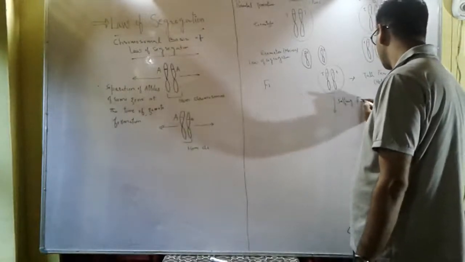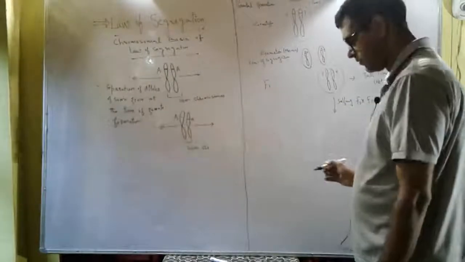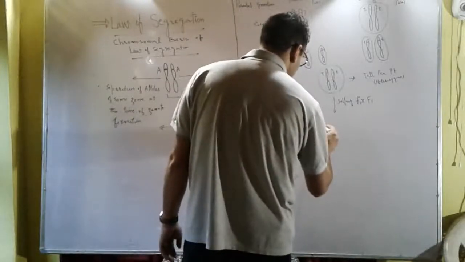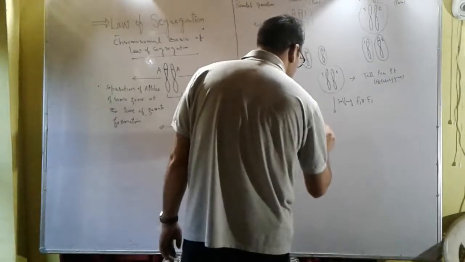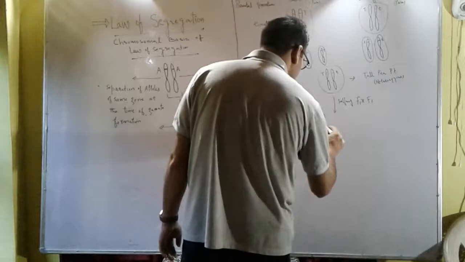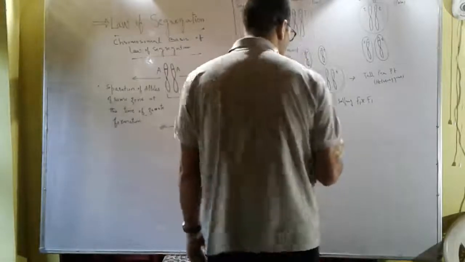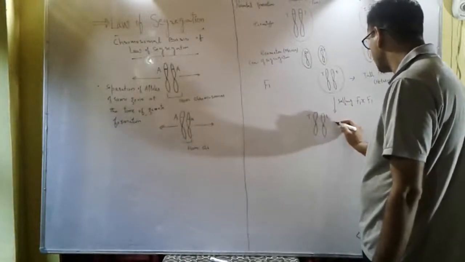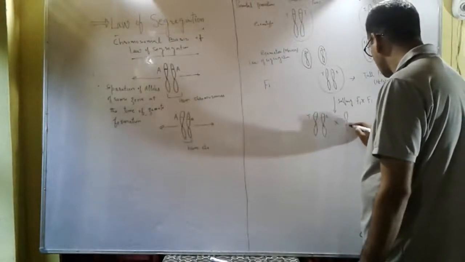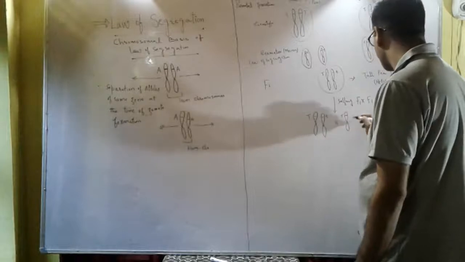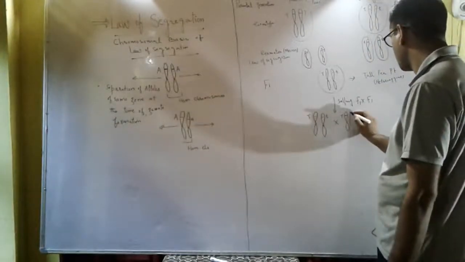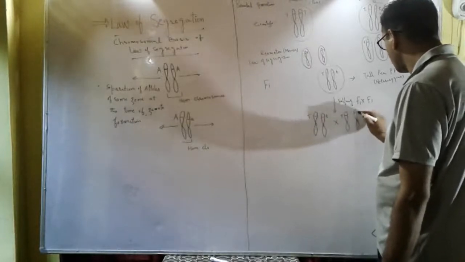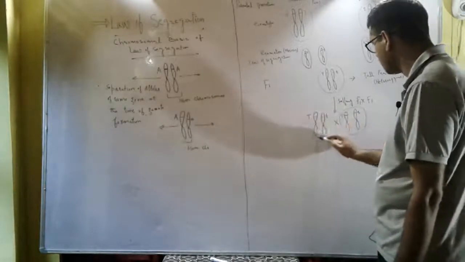Then we'll go for selfing. F1 individuals are crossed with F1 individuals. So we have this condition. Here, this is one F1 individual, and it is crossed with another F1 individual. We have crossed them.